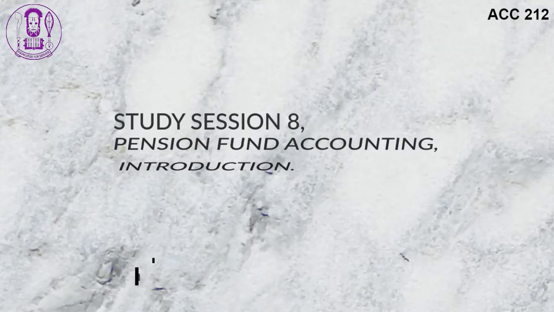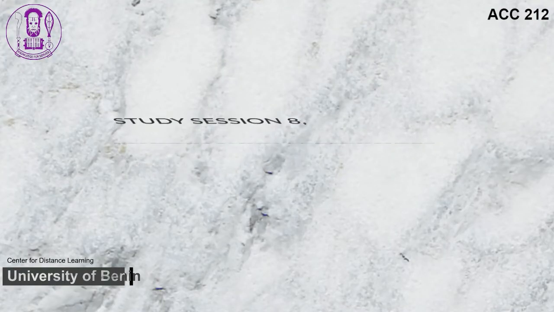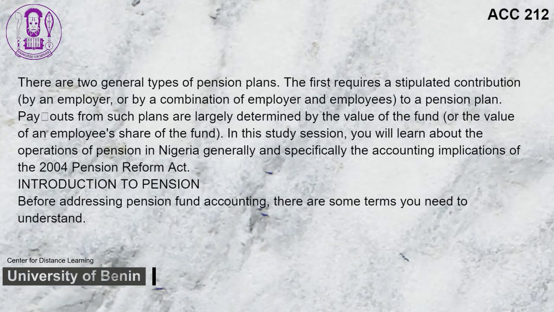Study Session 8, Pension Fund Accounting. Introduction. There are 2 general types of pension plans. The first requires a stipulated contribution, by an employer, or by a combination of employer and employees, to a pension plan. Payouts from such plans are largely determined by the value of the fund, or the value of an employee's share of the fund. In this study session, you will learn about the operations of pensions in Nigeria generally and specifically the accounting implications of the 2004 Pension Reform Act.